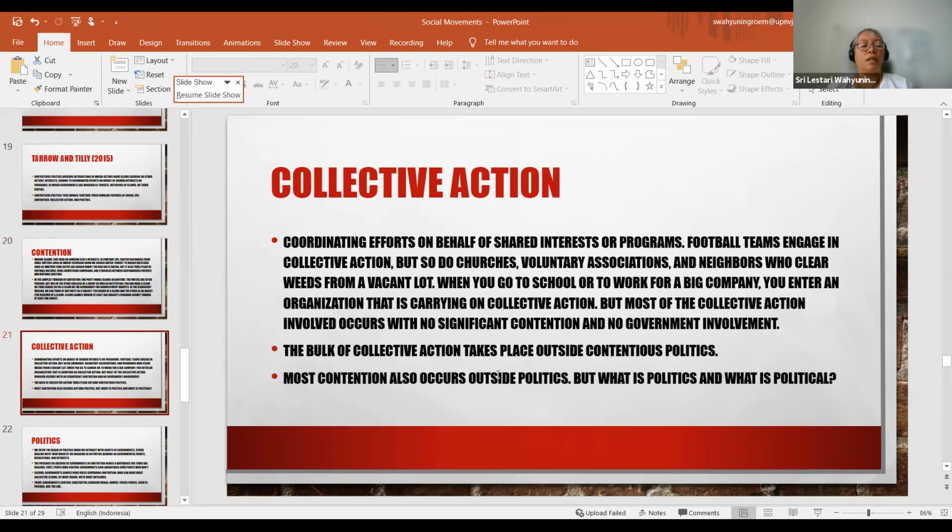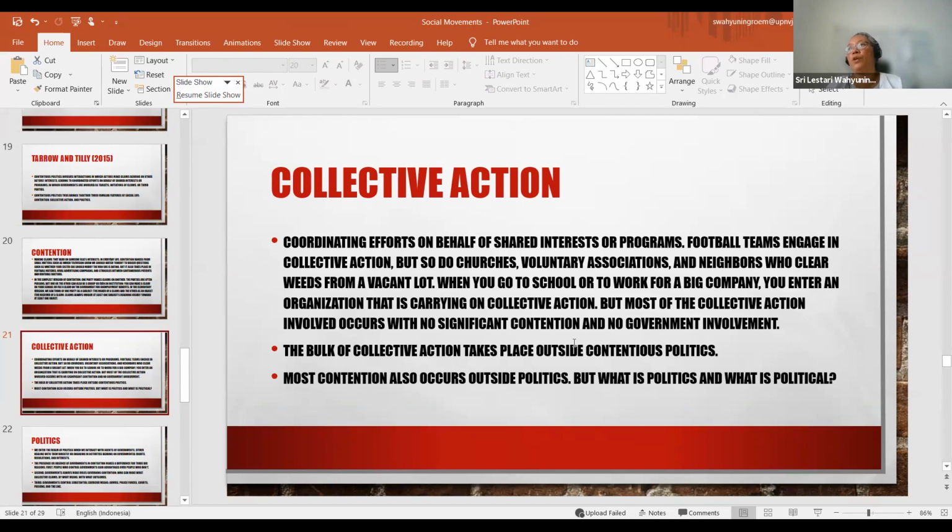Collective action, the second character, refers to coordinating efforts on behalf of shared interests or programs. Football teams, for example, engage in collective action, but so do churches, voluntary associations, and neighbors who clear weeds from a vacant lot. When you go to school or to work for a big company, you enter an organization that is carrying on collective action. So collective action basically is the action that you and some other people take collectively together, right?